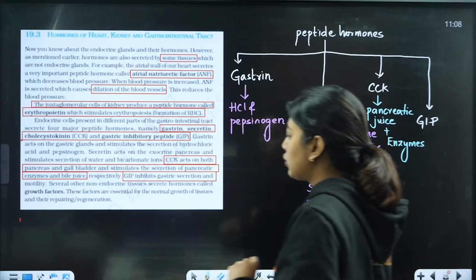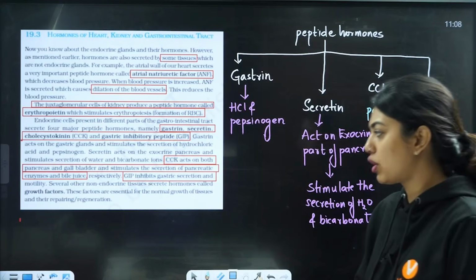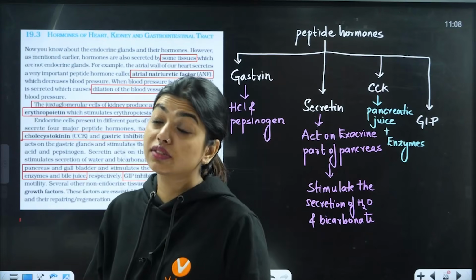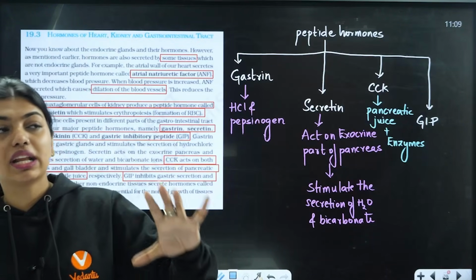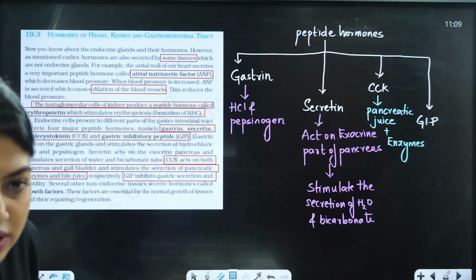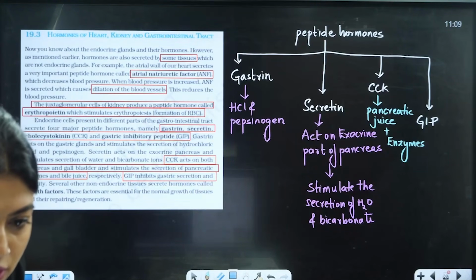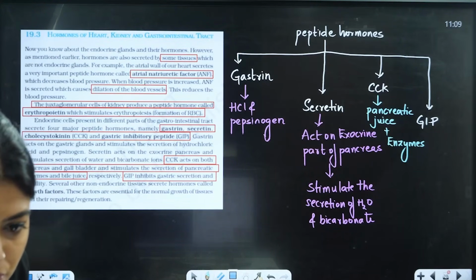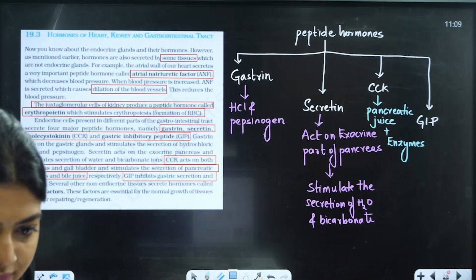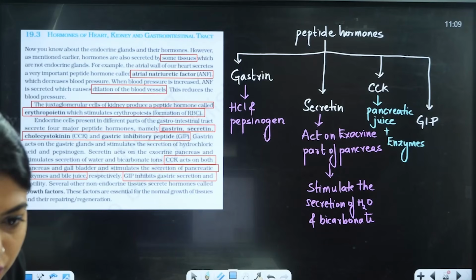Several other non-endocrine tissues also secrete hormones which are called growth factors. These factors are essential for normal growth. The growth factors act directly on tissues or cells. Okay, understood this very clearly? Yes or no? Good.